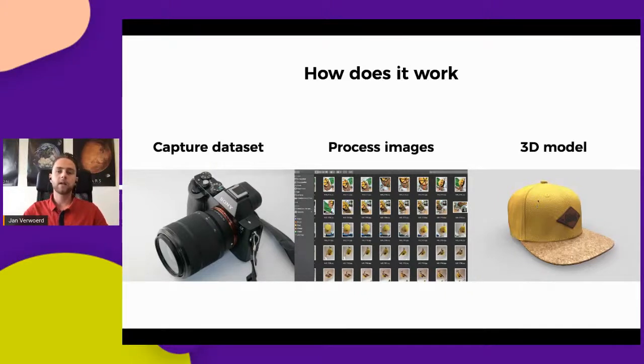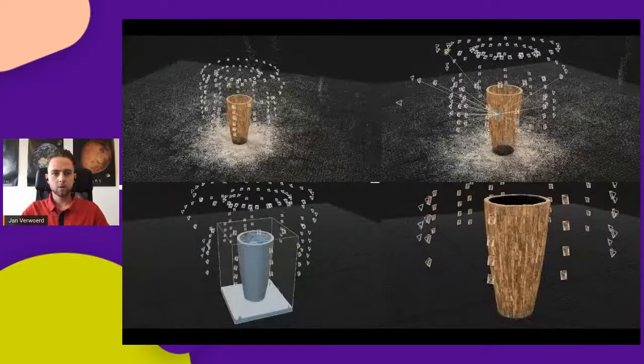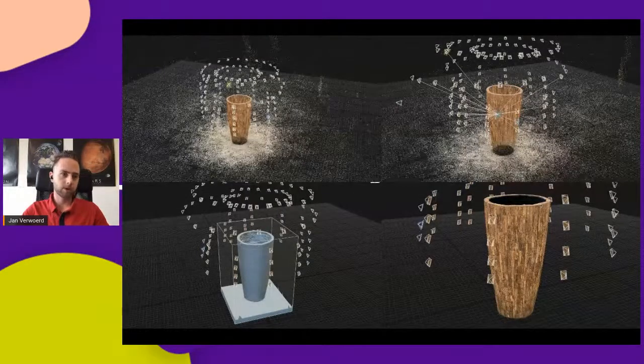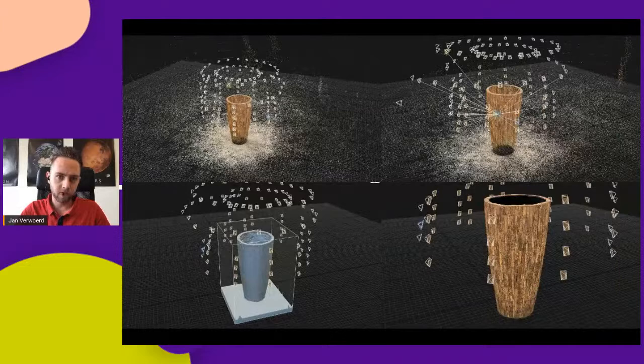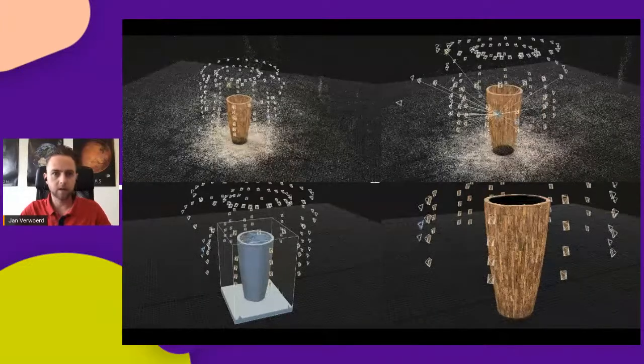Now, how does that look? So these are 4 images from our software Reality Capture. First of all, you align the pictures. So on the left top image, you see that all the pictures are aligned nicely.